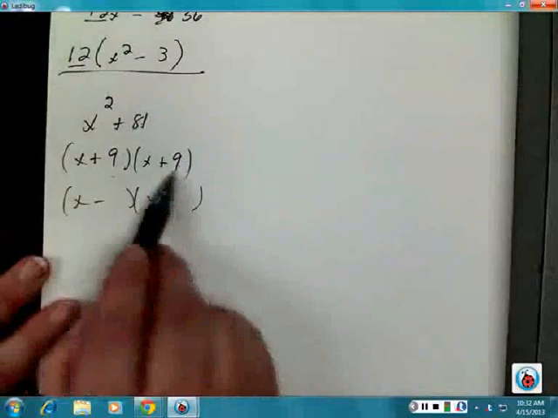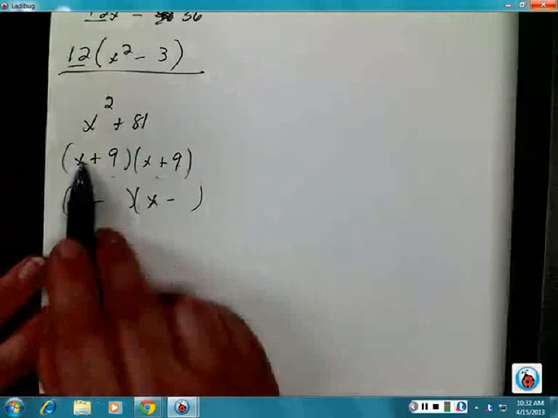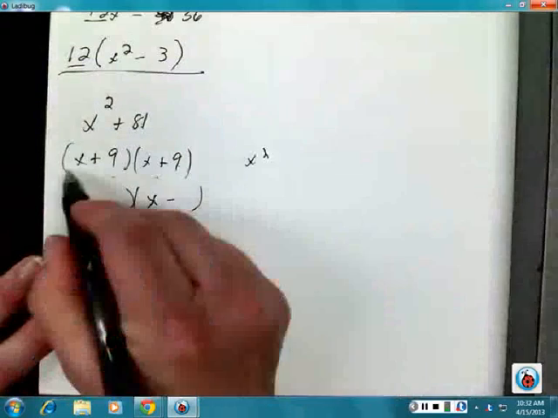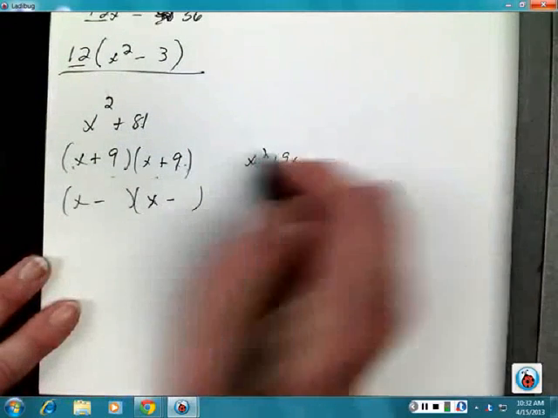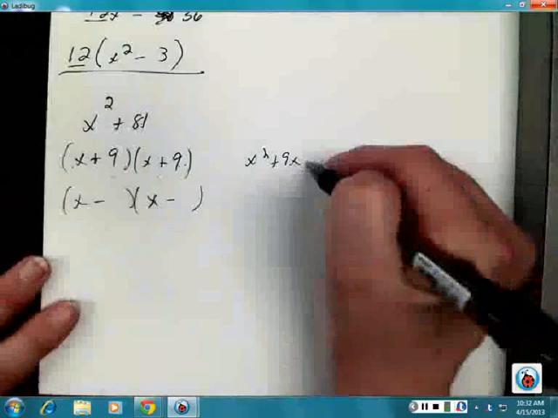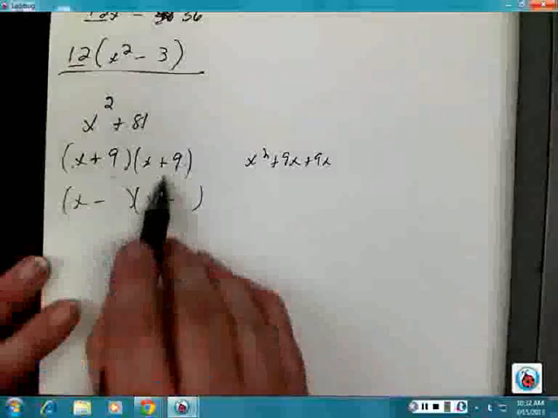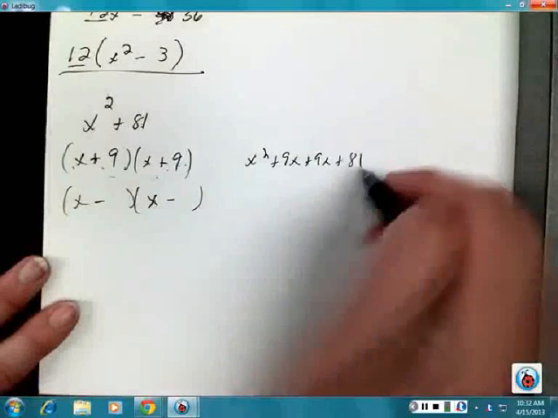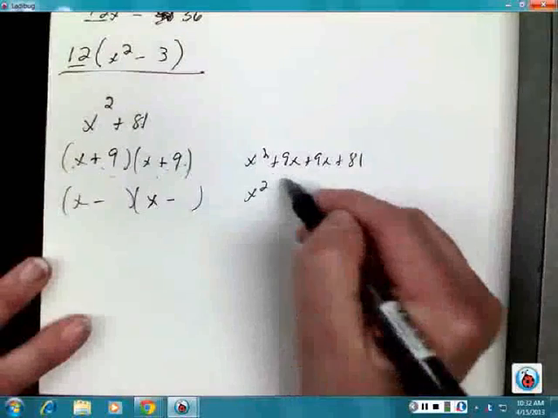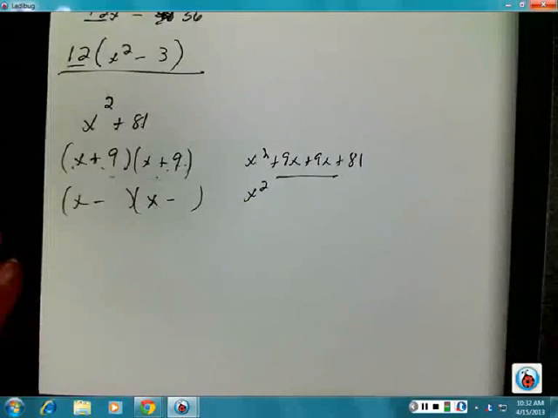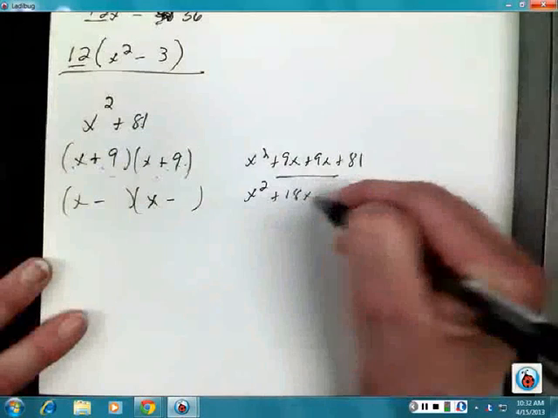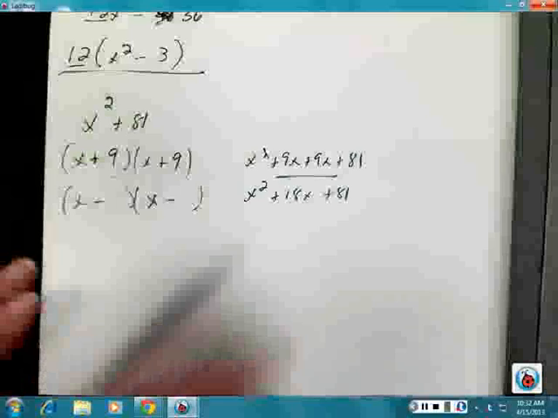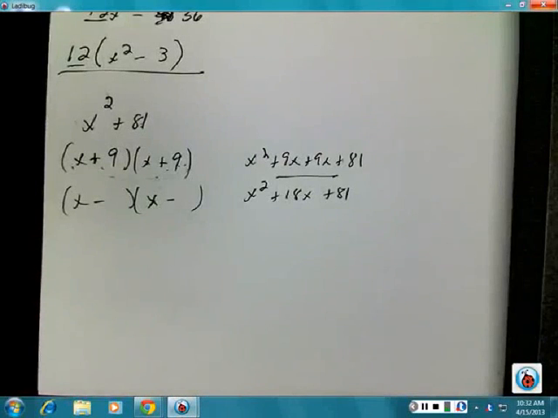But when I FOIL this, what happens? X times x is x squared. X times 9 is a plus 9x. 9 times x is another plus 9x. And 9 times 9 is 81. But my middle term doesn't disappear, does it? No. That changes my whole problem. So I cannot have a positive in here.